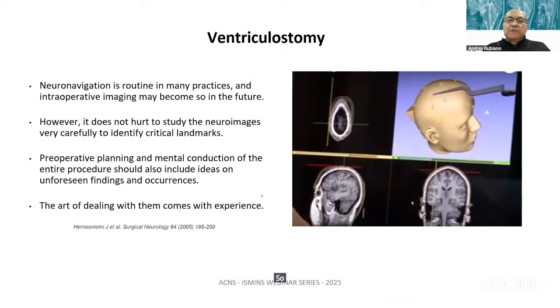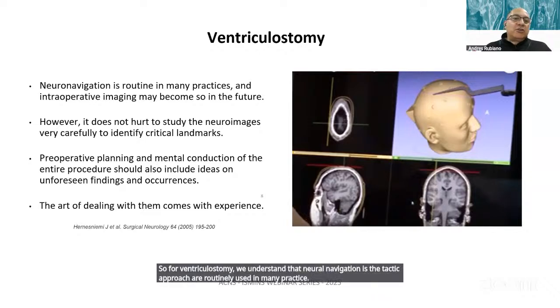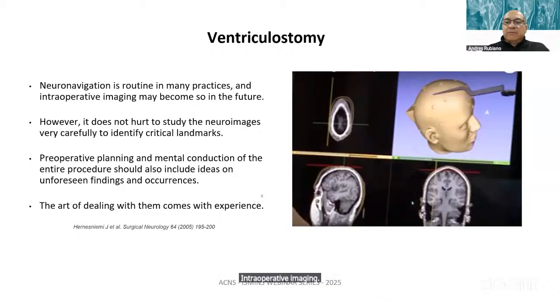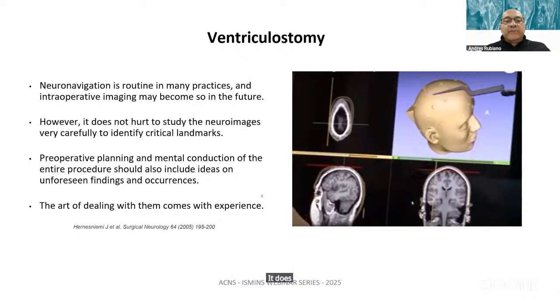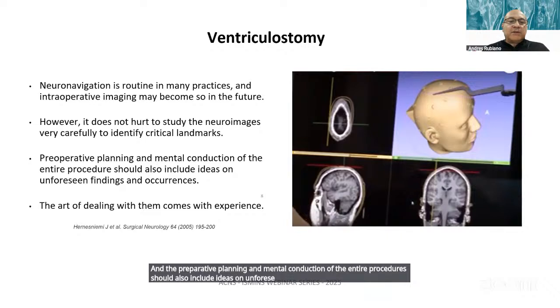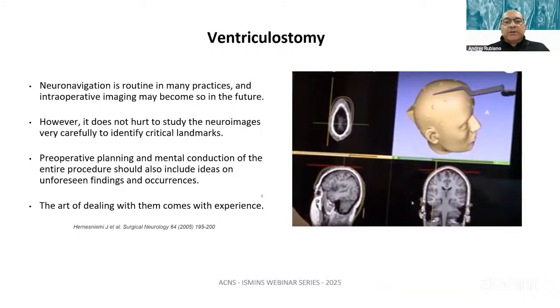So for ventriculostomy, we understand that neuronavigation and a stereotactic approach are routinely used in many practices. Intraoperative imaging has been really useful right now to avoid complications. However, as was mentioned by Dr. Juha Hernesniemi, it does not hurt to study the neuroimage very carefully to identify critical landmarks, and the preoperative planning and mental conduction of the entire procedure should also include ideas on unforeseen findings and occurrences. So this is the art of dealing with all these issues that comes with experience.